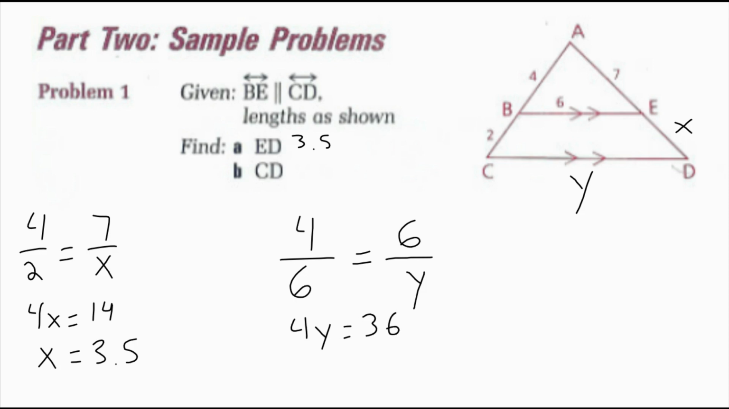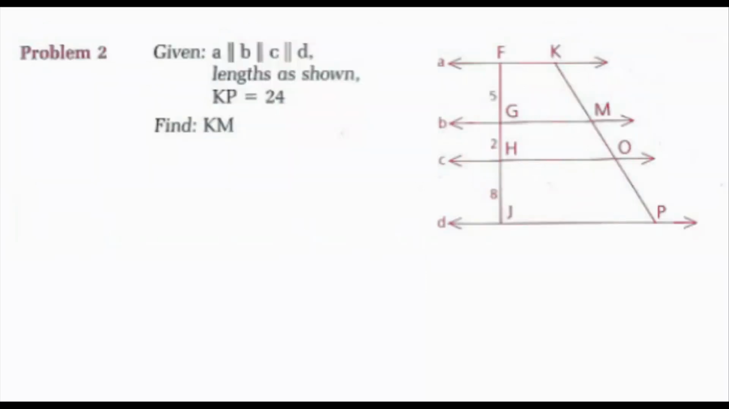Dividing everything by 4 would get me y is equal to 9. So the length of CD is 9. Looking at problem 2, we're given A parallel to B, parallel to C, parallel to D. The lengths are shown. KP is 24. I want to find KM.